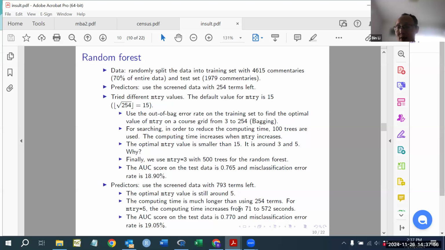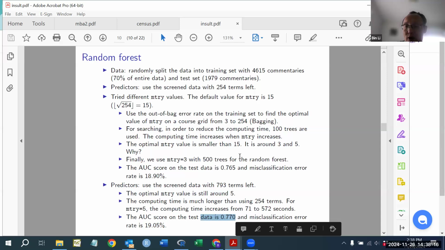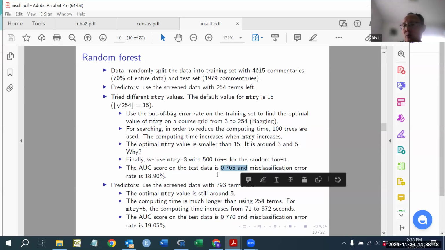Okay, but the computing time increased a lot from 71 seconds to 572 seconds. So you can see the computation becomes much slower, right? Because the dimensionality increases. But the AUC score is actually 0.77, which is almost the same as this one. And the miss rate is actually slightly higher than the miss rate here. So you can see there's basically no improvement, but just wasting lots of time.